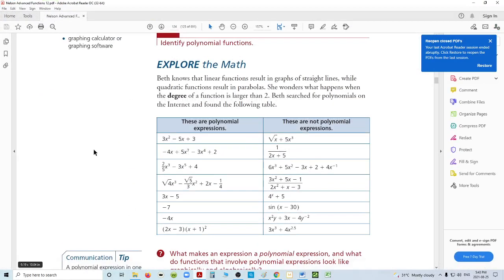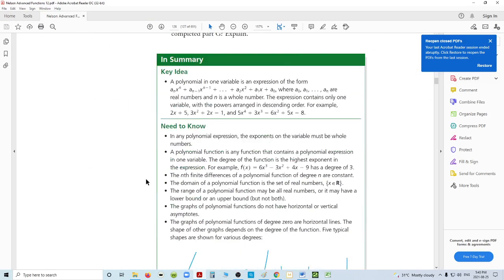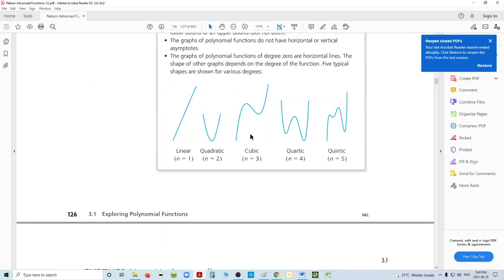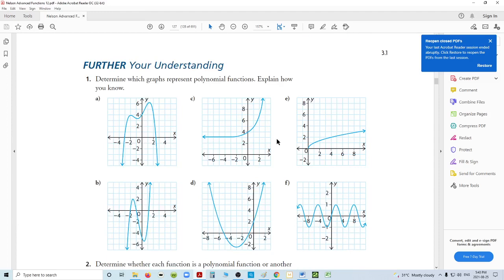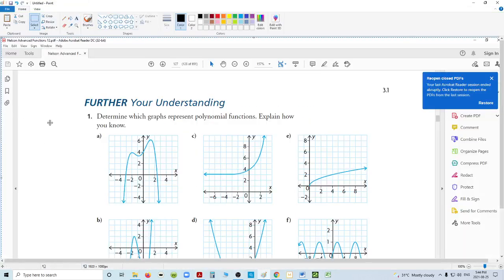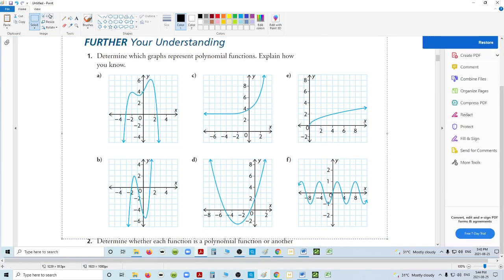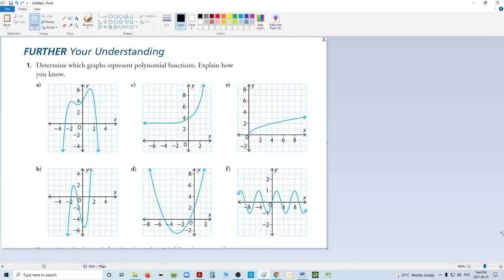All right, let's look at the book. So they go through, they want you to understand quadratic, cubic, quartic, that's a power of 4. Quintic is power 5. They also want you to understand the key ideas and be able to identify it from the graphs. And then they want you to further your understanding. So they want you to identify from the graph. Notice I skipped basic skills in this one. I don't think we need it, but I can go back later and cover it. There's a couple of things I still have to cover from the last chapter too. But let's look at this.